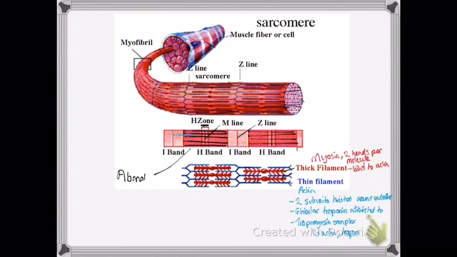Anyway, actin's bound to your Z lines and it crosses into this A band. So this A band in the centre, one way to remember A band, you can say A for all, so it contains both actin and myosin within it.